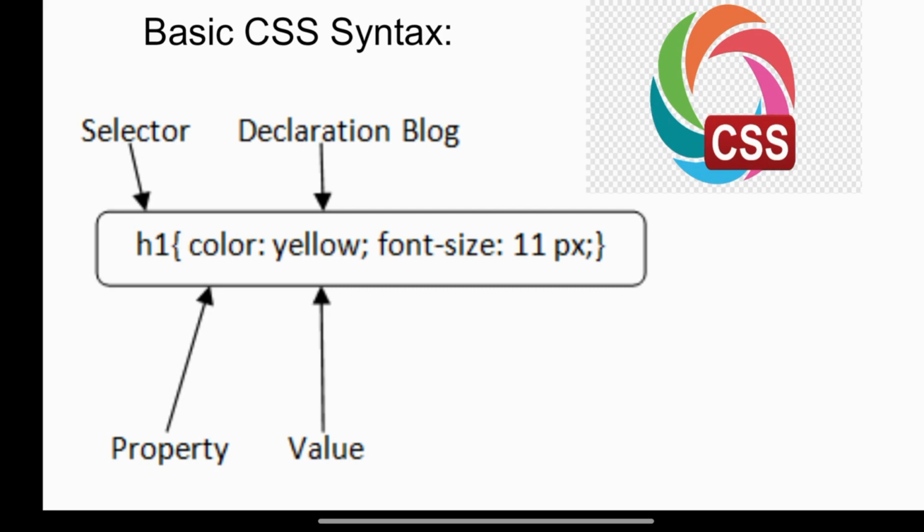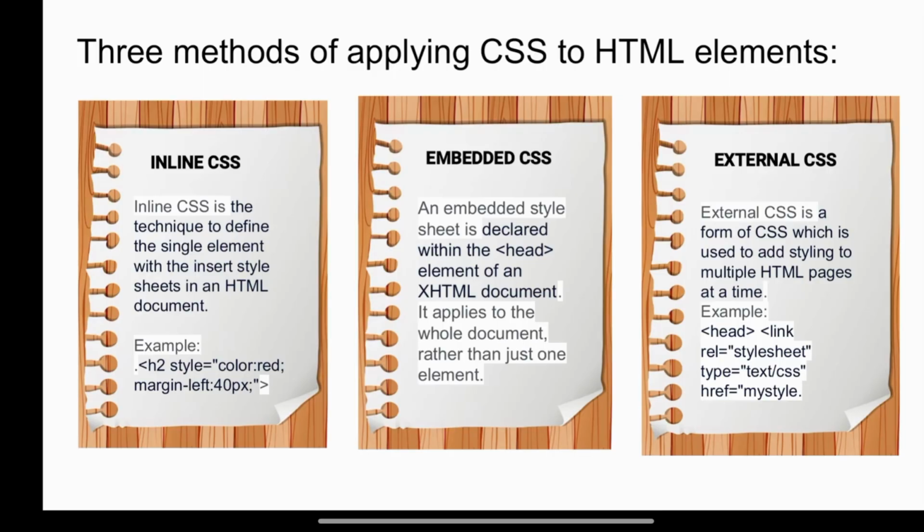There are three modes of applying CSS to HTML elements. They are inline CSS, embedded CSS, and external CSS. Inline CSS is the technique to define a single element with the inserted style sheets in an HTML document. Here the example is h2 style with color red and margin left 40 px.